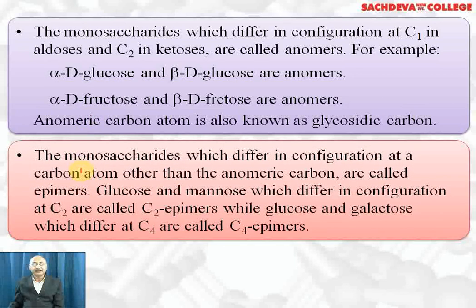The monosaccharides which differ in configuration at a carbon other than the anomeric carbon are called epimers. For example, glucose and mannose, which differ in configuration at C2, are called C2 epimers, whereas glucose and galactose differ in configuration at the C4 carbon, so they are called C4 epimers.